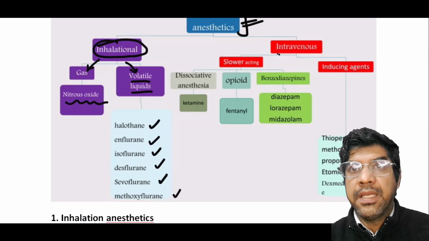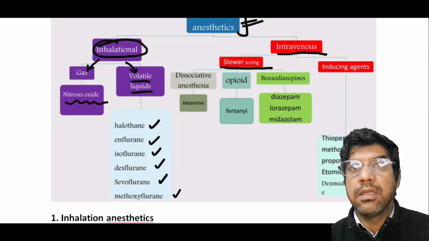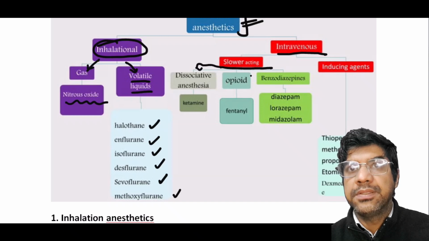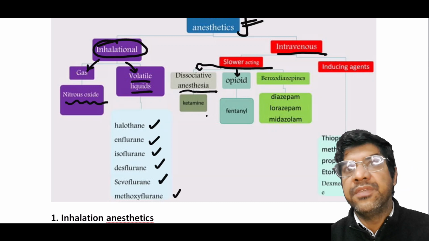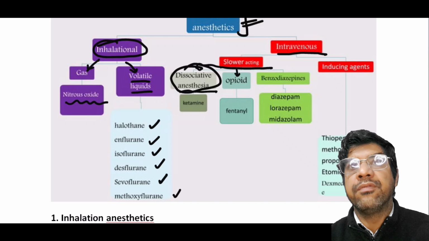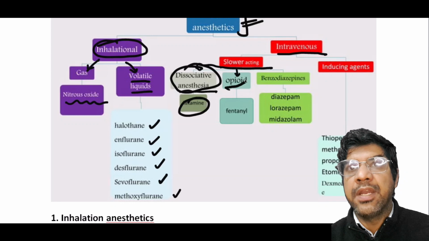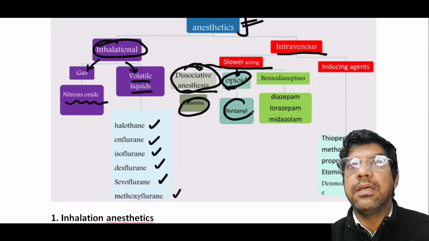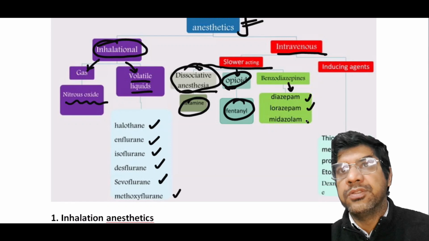Those that can be given by intravenous route can be divided into three categories. The dissociative anesthesia. So you can get a question in your entrance exam: which of the following is an example of dissociative anesthesia? The answer would be ketamine. The second question you can guess is which one is an opioid? It's fentanyl. Which ones are benzodiazepines? They are diazepam, lorazepam, midazolam.